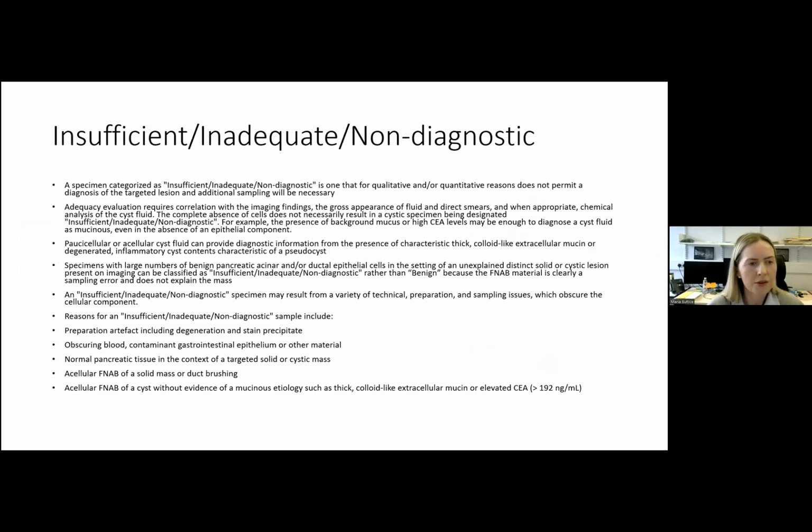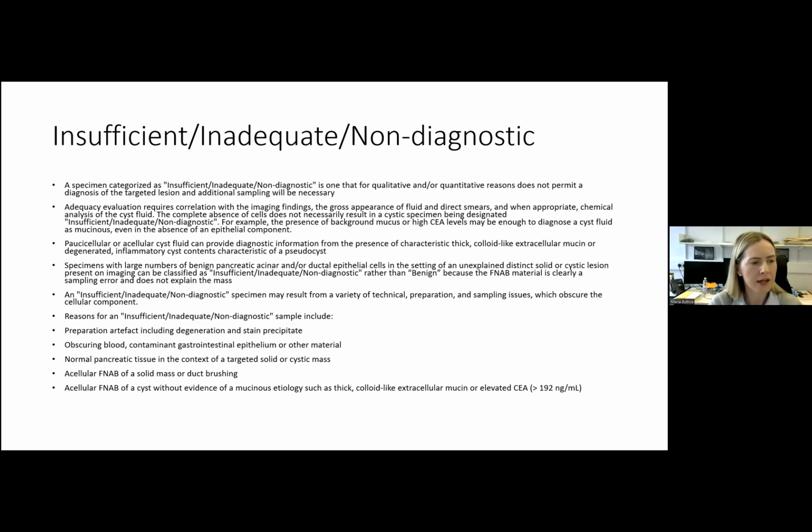So what I'd like to do now is briefly go on to talk about each diagnostic category and give you some examples. So in terms of using insufficient, inadequate, or non-diagnostic, now these terms can be used interchangeably. And essentially, what you're saying is that you're unable to make a precise diagnosis, and this can be due to either qualitative reasons or quantitative reasons.